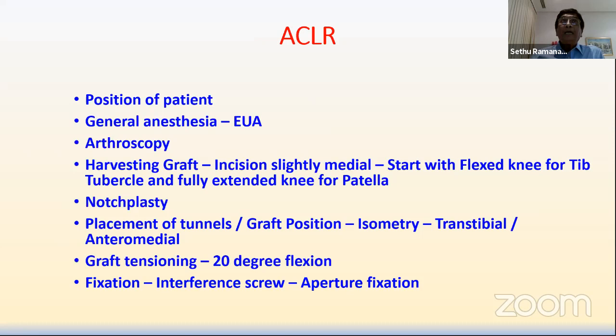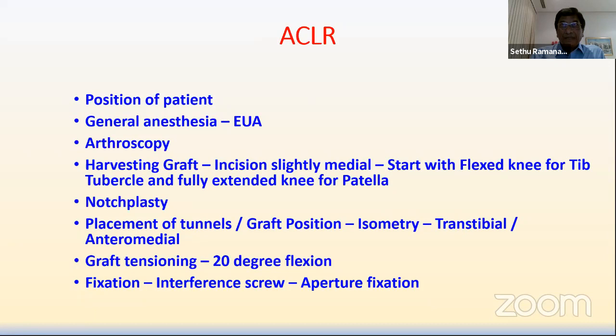So just some technical things. I will not repeat things which are common to all ACL reconstructions, but as far as the incision is concerned, I tend to go a little bit medial to the center. This allows you easier access on the entry point on the tibia. And I think also this reduces the chances of damaging the infrapatellar branch of the saphenous nerve, which can sometimes give rise to a patch of numbness on the anterolateral aspect of the tibia.